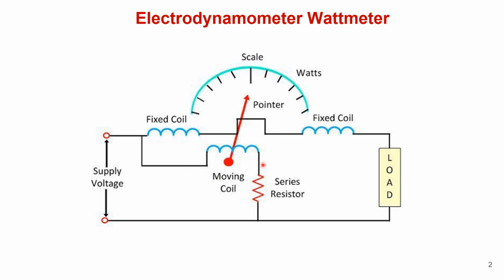In general, we have one current coil which is connected in series with the load and carries the load current. Similarly, a potential coil which is connected across the load also carries a current proportional to the load voltage. Both are currents only. Due to these currents, a mechanical force acts between them. This mechanical force deflects the moving coil and the pointer over the scale. That is the basic concept of the electrodynamometer wattmeter.